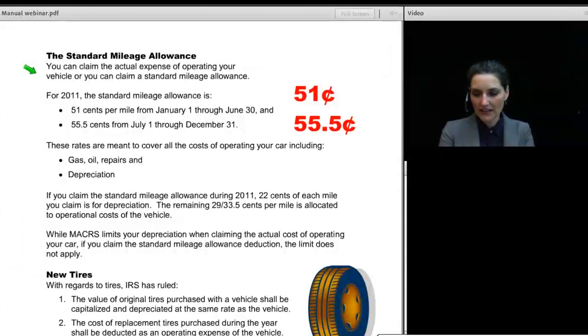And then what if a client does lease a vehicle and does want to write it off? Schedule C will not allow you to take the standard deduction for mileage because it is not an owned car. Okay, here's the deal. The standard mileage allowance is claimed instead of depreciation and actual expenses for the car. So you would never claim standard mileage allowance plus these other deductions. It's one or the other.